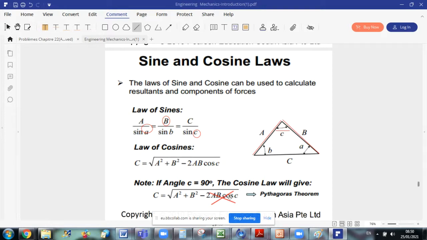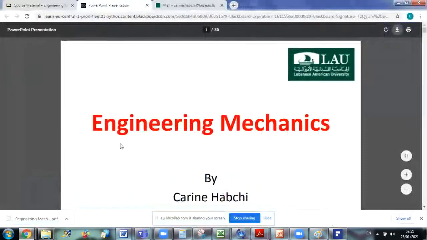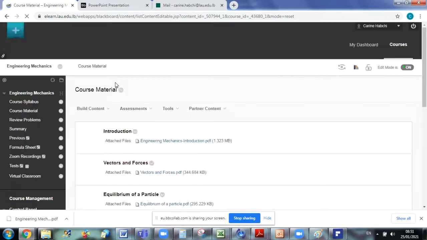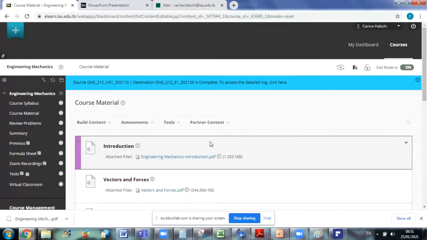Okay, so this is our session for today. Just before closing, I just want to tell you how the material is divided in Blackboard. Do you see now the Blackboard screen? Yes.